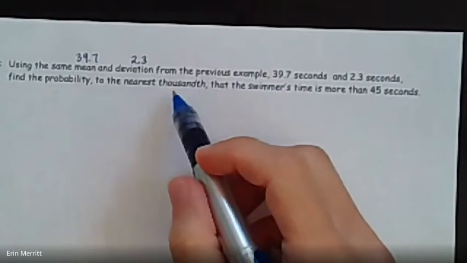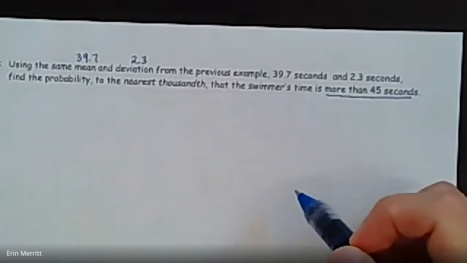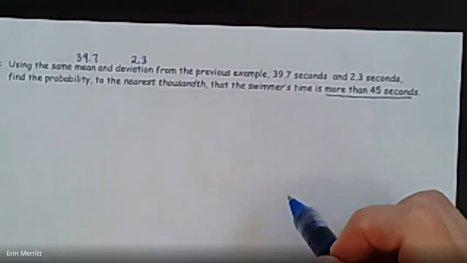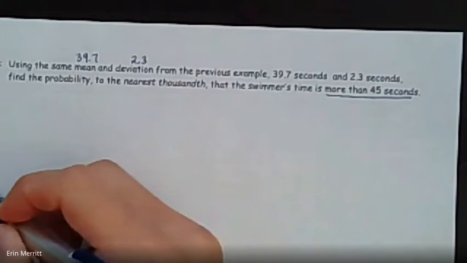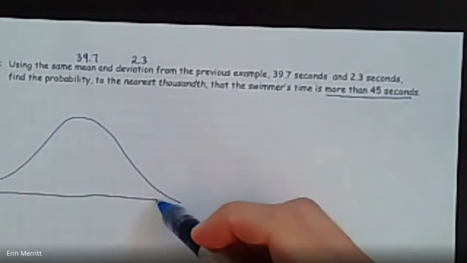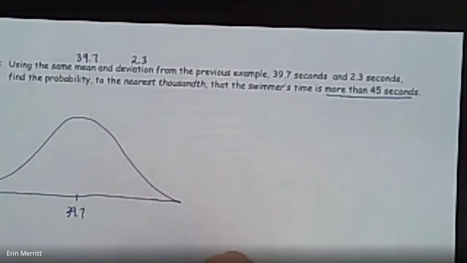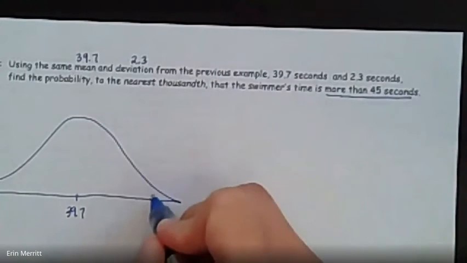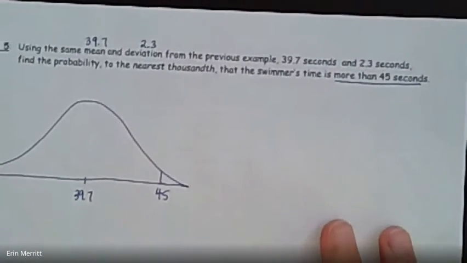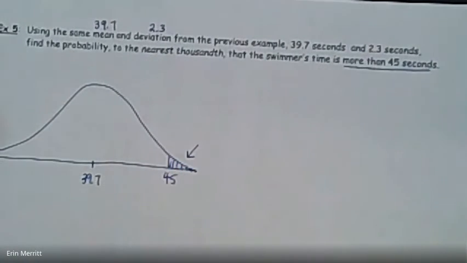Find the probability to the nearest thousandth that the swimmer's time is more than 45 seconds. So like she gets a cramp and swims a really stinky time or something. Draw your chart first. All right, dead center, that's the 39.7. And it's saying more than 45 seconds. 45 seconds would be way up here. If we're talking about more than that time, that means it would be higher than that or above it. So we're talking about this part right here.